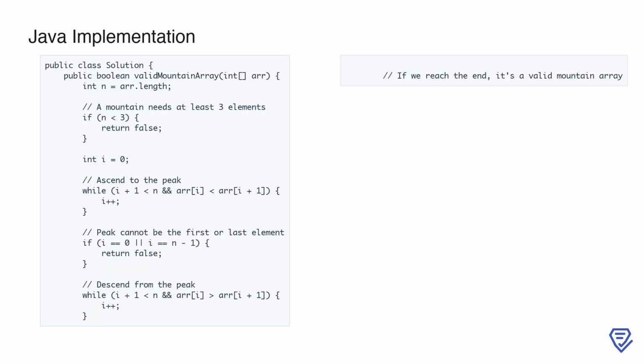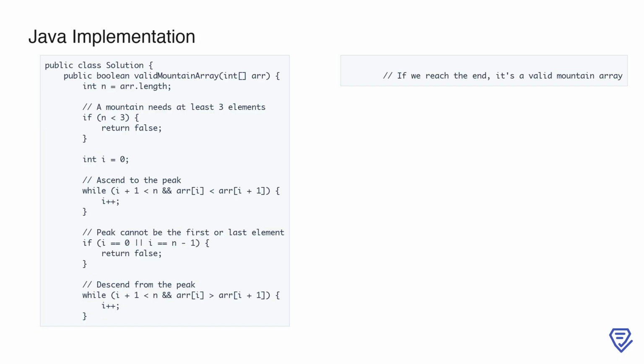Here, we start with the implementation of the valid mountain array problem in Java. First, we define a class named Solution and a method validMountainArray that takes an integer array, arr, as input. Inside the method, the first step is to determine the length of the array and store it in the variable n. A valid mountain array must have at least 3 elements, so we check if n is less than 3. If it is, we return false immediately since the array cannot form a mountain.